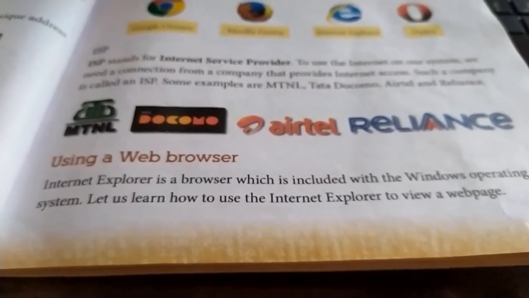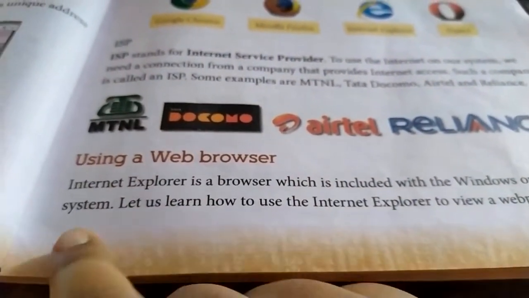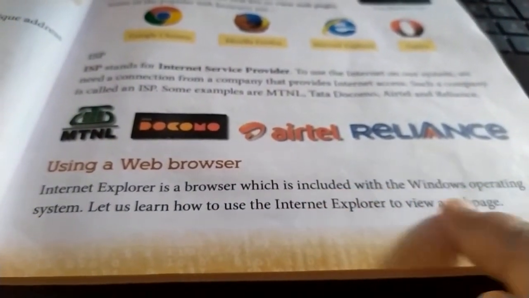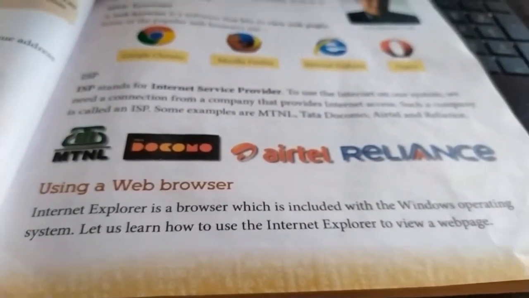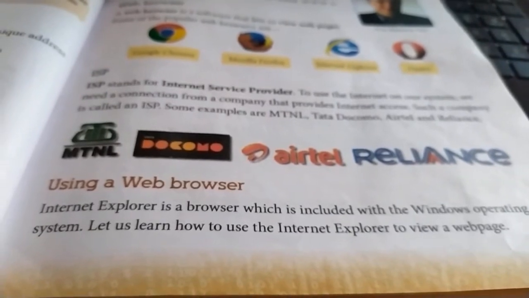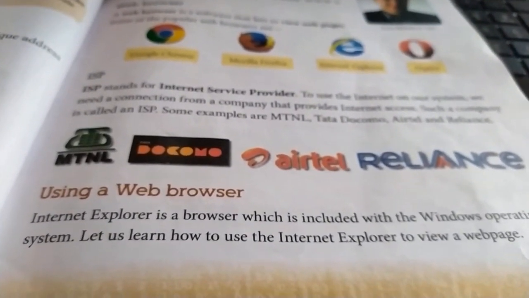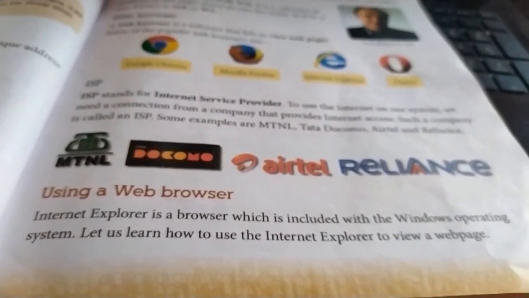Using a web browser. Internet Explorer is a web browser which is included with the Windows operating system. So the Windows operating system includes the Internet Explorer web browser. Now let us see how to start it.